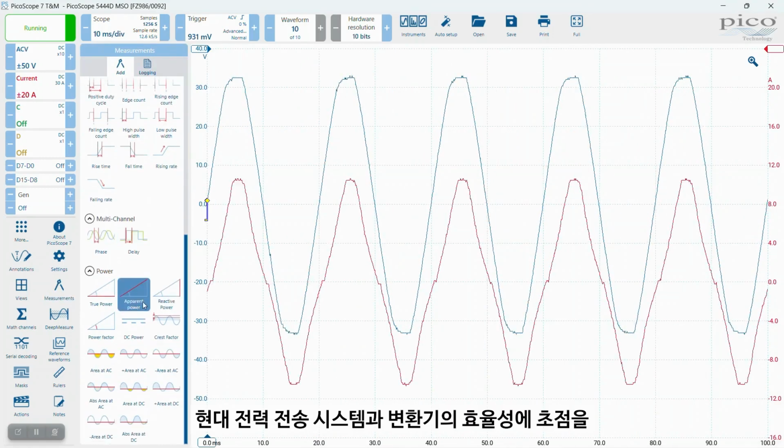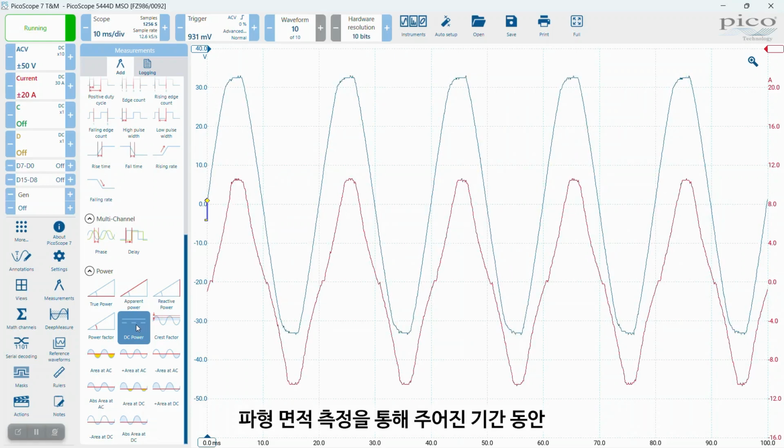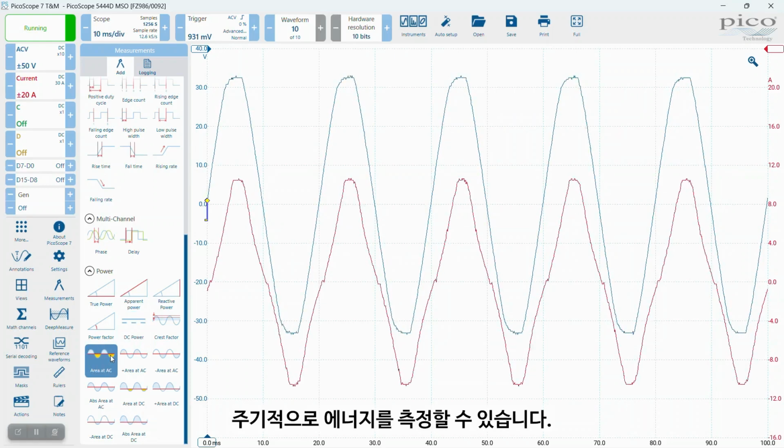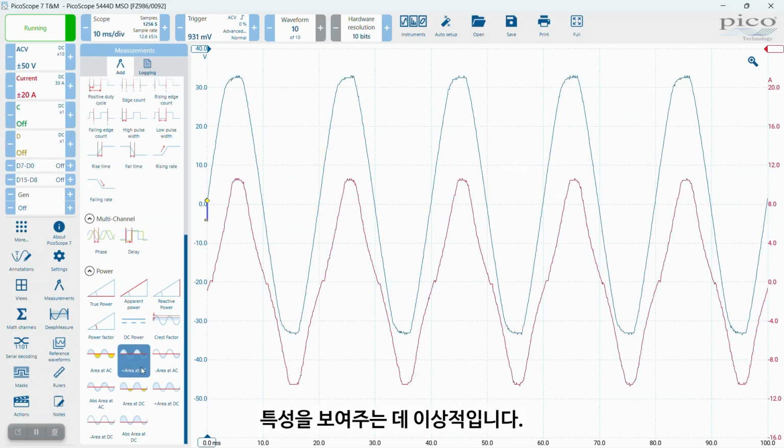With the focus on efficiency in modern power transmission systems and converters, engineers need to understand precisely the energy consumption characteristics of their designs. Waveform area measurements enable energy measurements to be made cycle by cycle over a given period of time, ideal, for example, for showing startup characteristics of electronic drives and other devices.